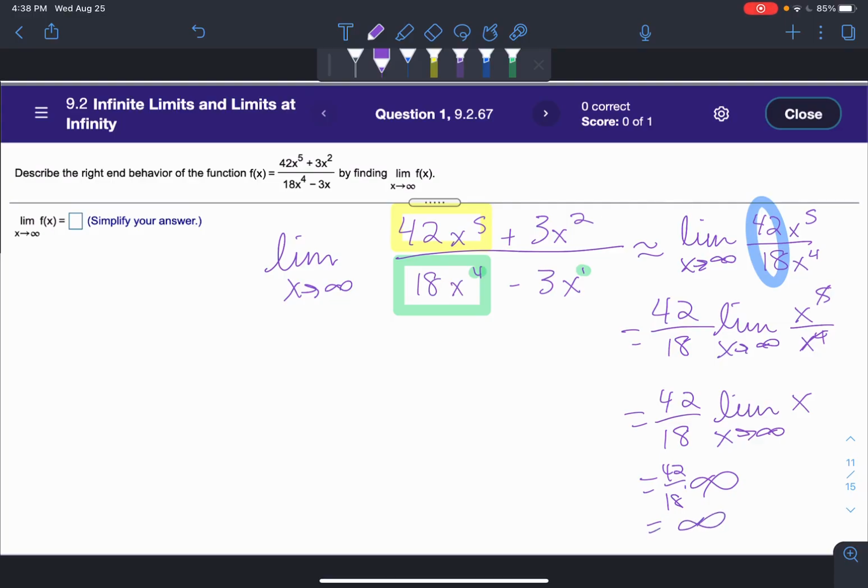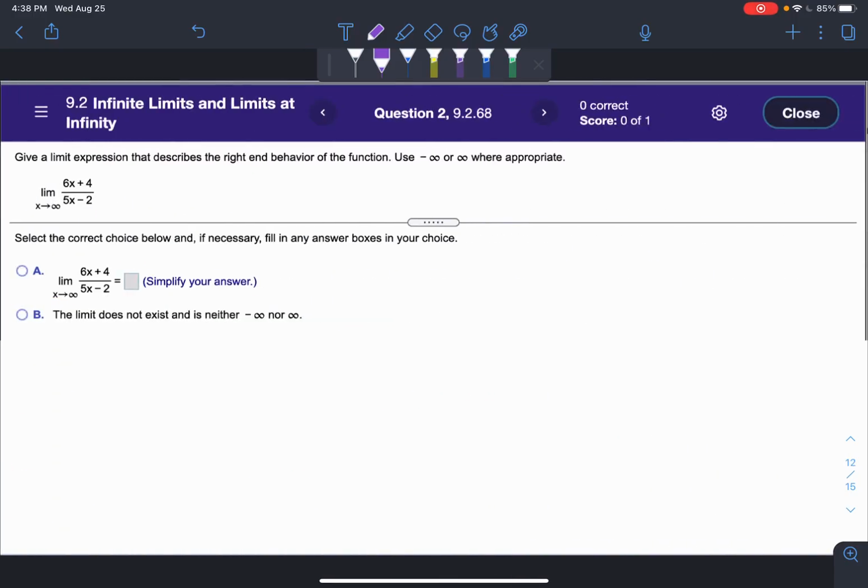Okay, so let's play a similar game here. So if I try to plug in infinity, which again, is not a concrete number, but let's just think about it theoretically.